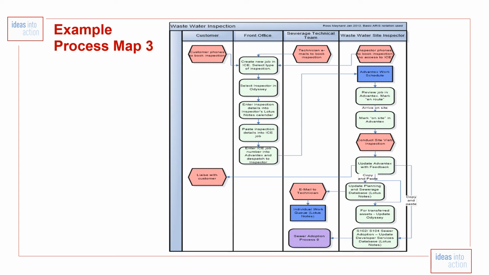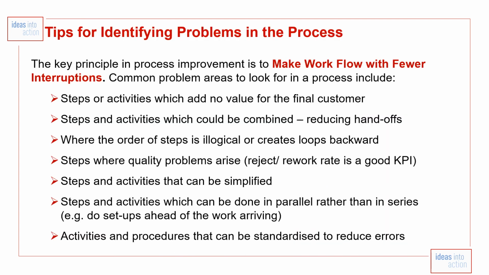To finish then on defining the problem, here are some tips for identifying problems in a process. And the key principle in process improvement is that we aim to make work flow with fewer interruptions. So common problem areas to look out for in a process include those steps or activities which add no value for the final customer, those steps and activities which could be combined to reduce handoffs, where the order of steps is illogical or creates a backwards loop.